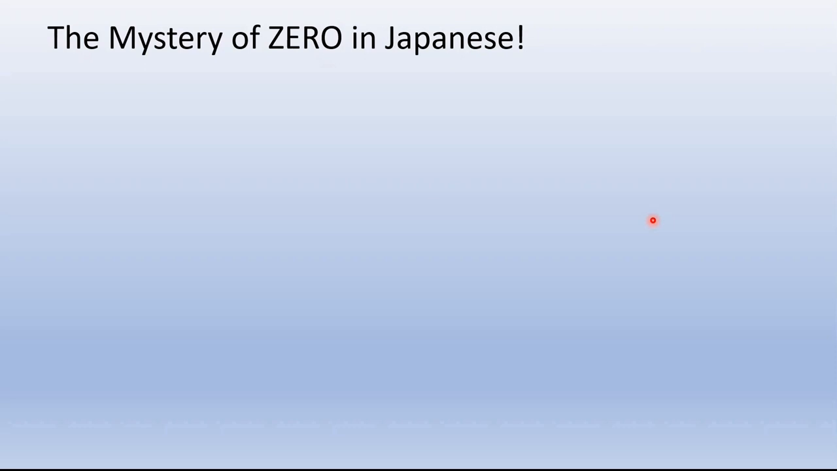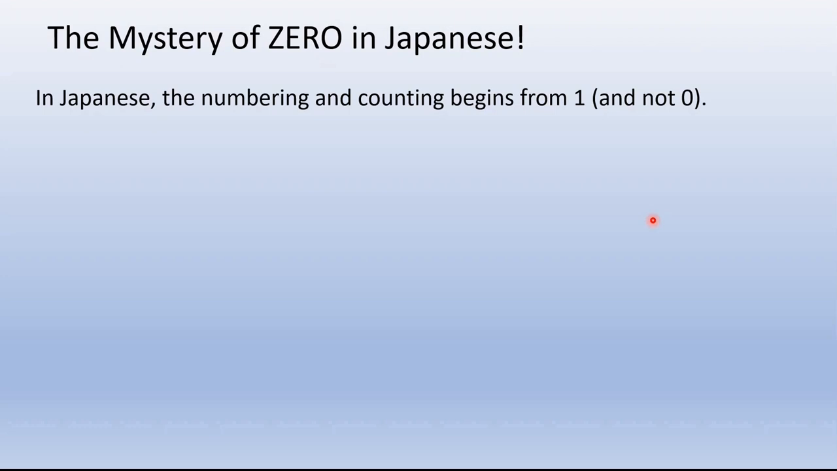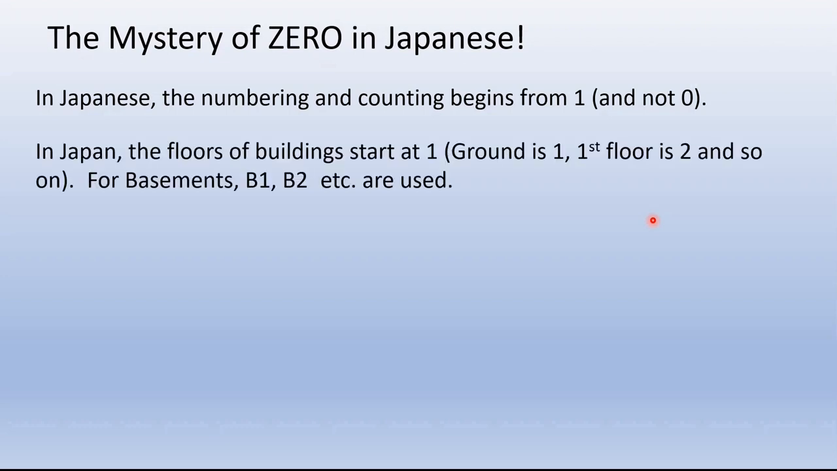We begin with 0. Now there is a long story behind it. In Japanese, the numbering and counting begins from 1 and not from 0. So what could be the reason? In Japan, the floors of buildings also start at 1. That is, the ground floor is denoted by 1, the first floor by 2, and so on. The basements are usually represented by B1, B2, B3, and so on.